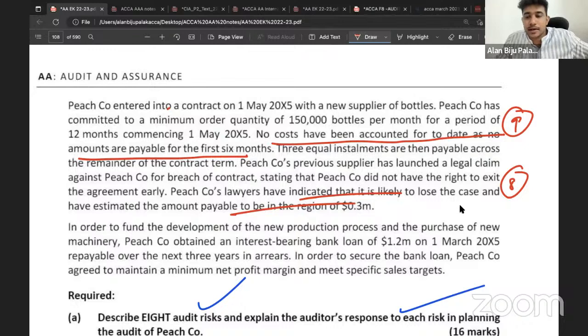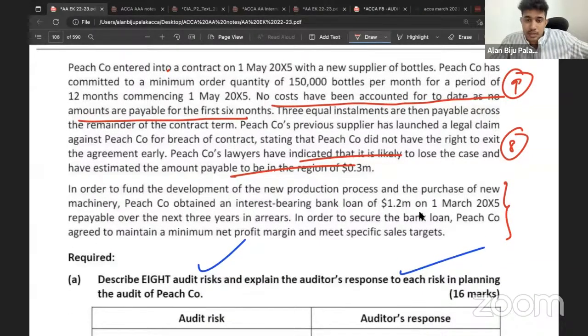Okay. Then what else is the issue here? Loan. Yes, loan. You can include multiple points there. What all are the risks there? First one, they have taken a new loan. Identification. They have taken a new loan which needs to be repaid over the next 3 years in arrear.